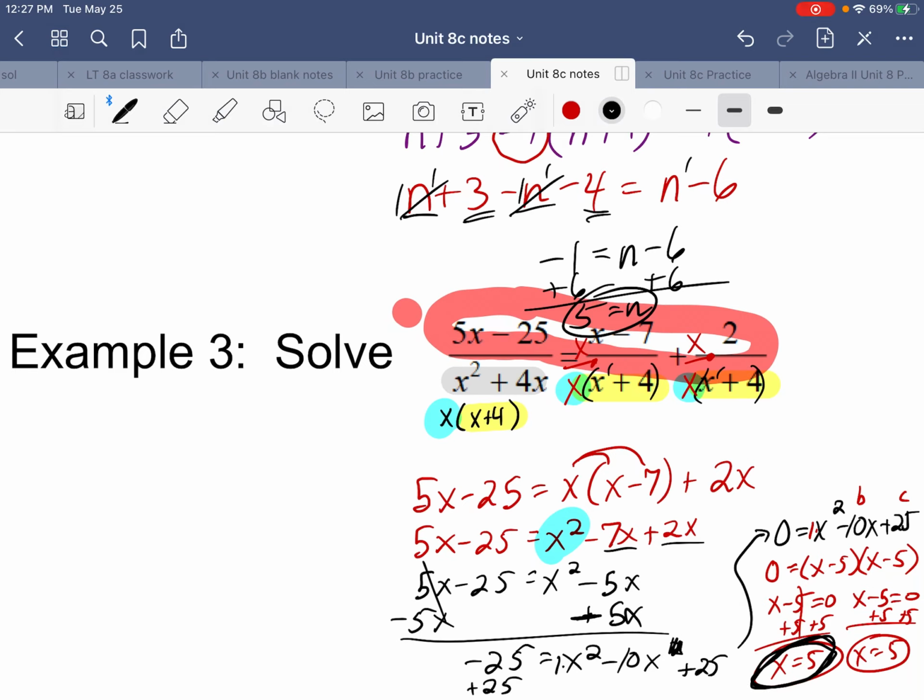If you want to say x equals 5, but it has a multiple of 2, you certainly can. That's fine. Nothing wrong with that.